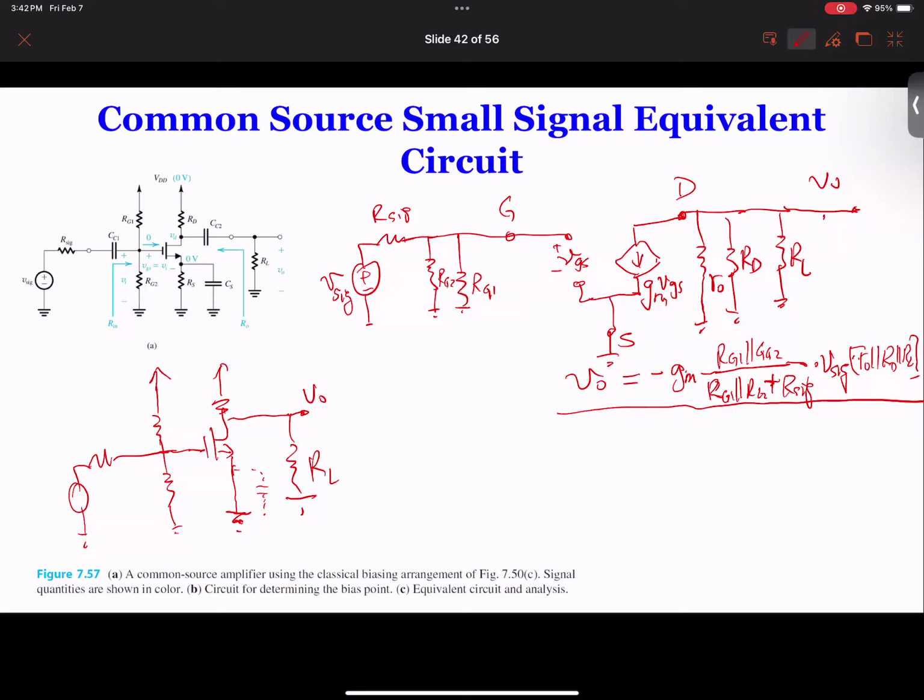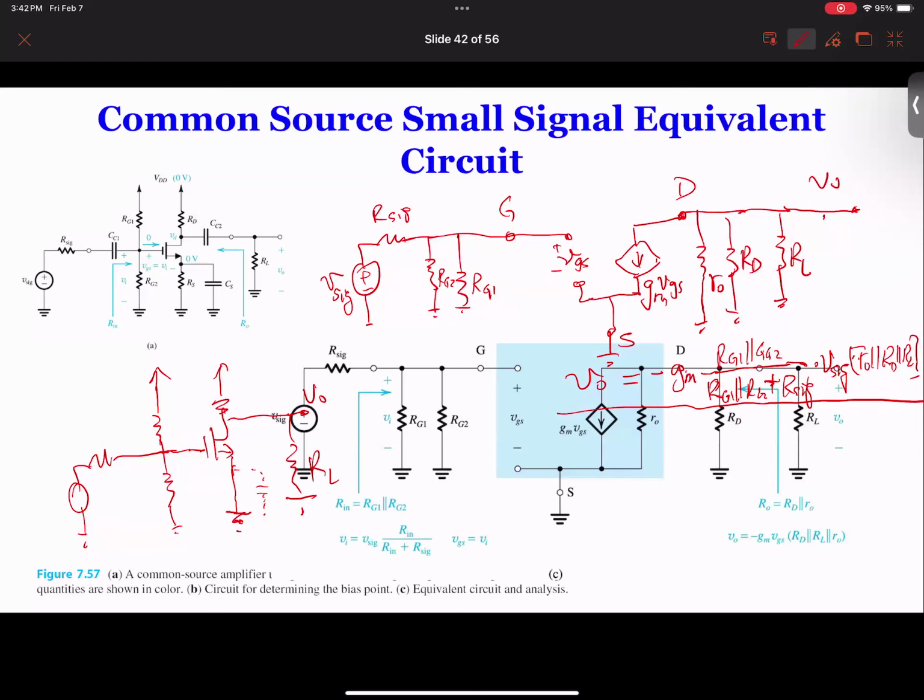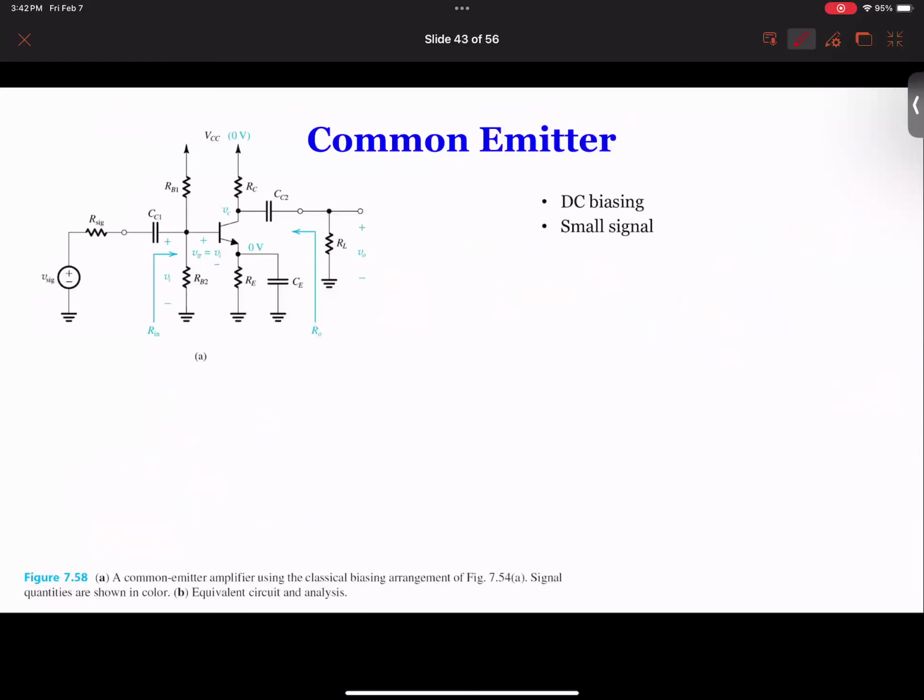But if you feel this is more difficult, you can certainly go step by step. First, find VGS, and then find GM times VGS, and then find VO in the last step. And then given this, don't forget this minus sign in this case. So this equivalent circuit is basically already given. So that's how we do it.